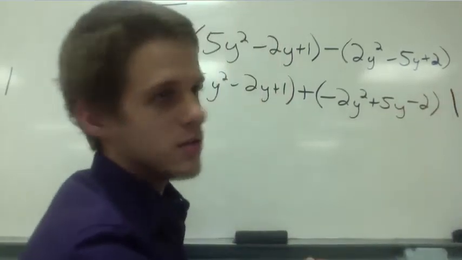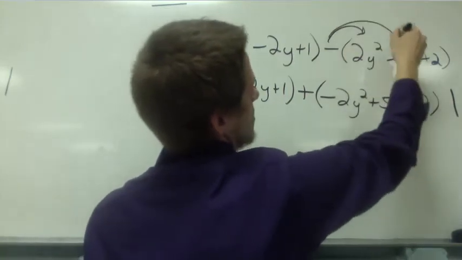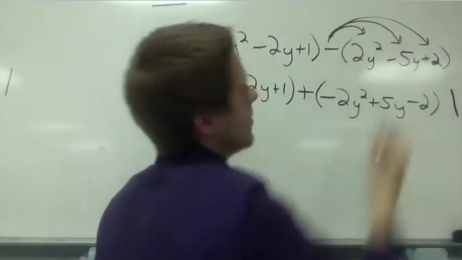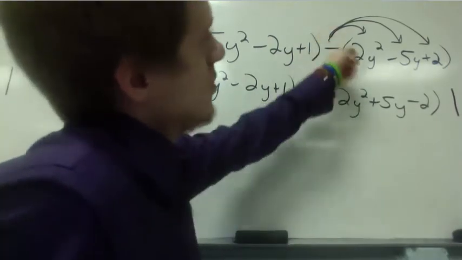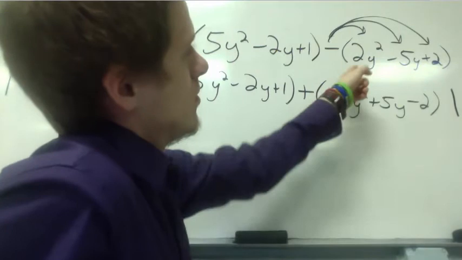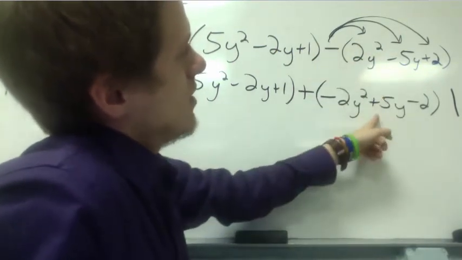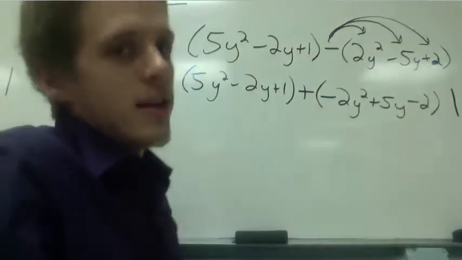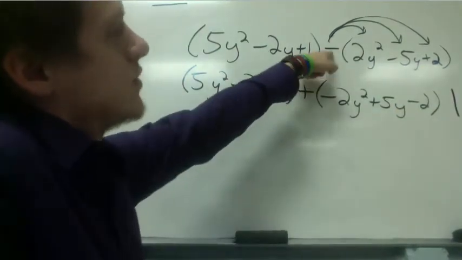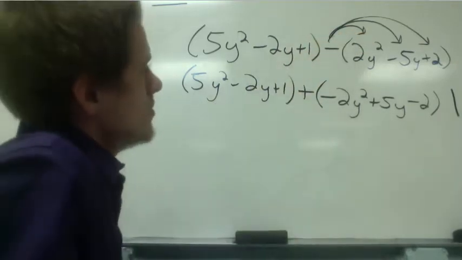So what we're basically doing is taking this negative sign and multiplying it by all 3 terms on the inside. After you distribute, all 3 of these change signs. So negative times a positive is a negative, negative times a negative gives you positive, negative times a positive gives you negative. And then once you've distributed that negative sign, it's no longer there, so you've got that positive.